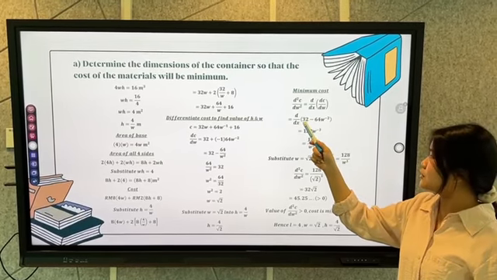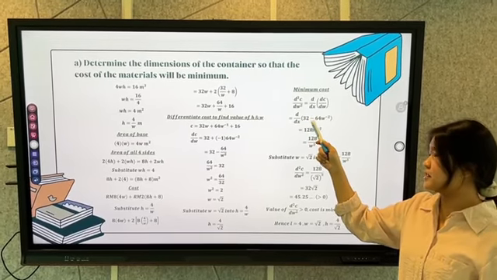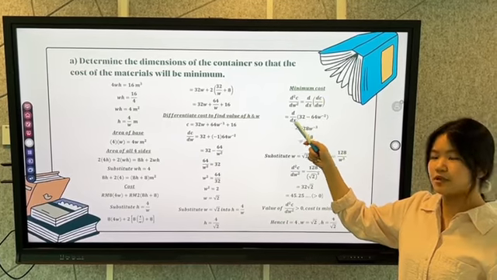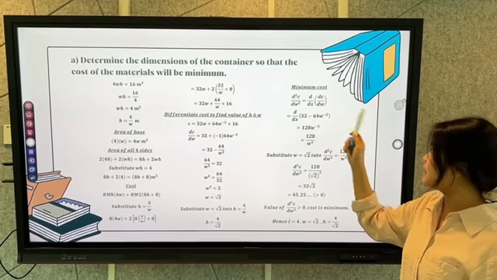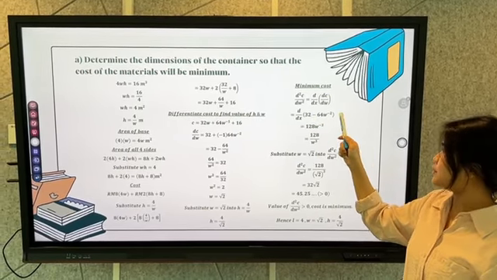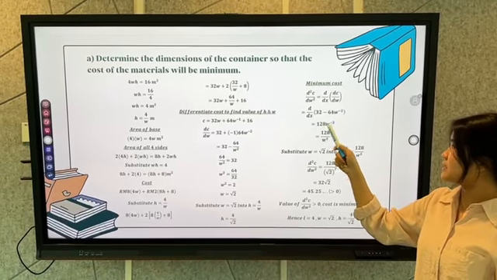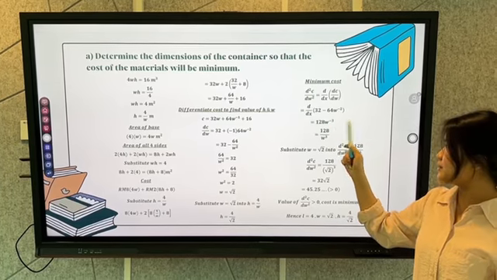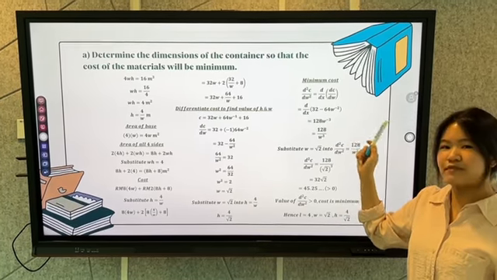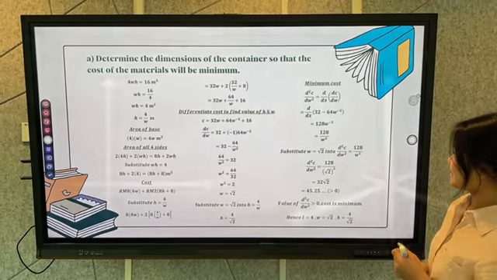For 32, we don't have any variable of w, so it is times 0, which makes the whole thing 0. And we take negative 2 and times it by negative 64, which gives us a total value of 128 w to the power of negative 3.